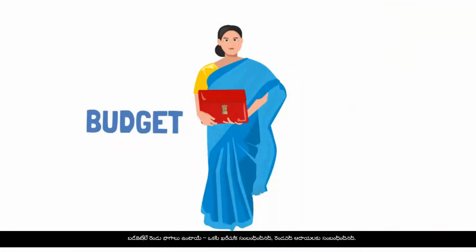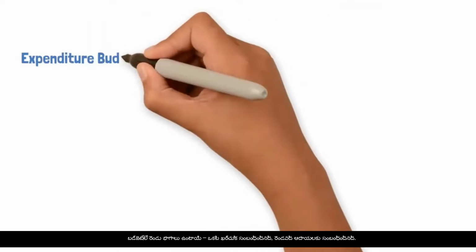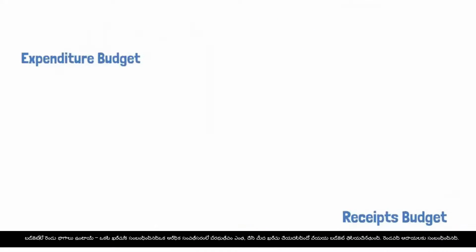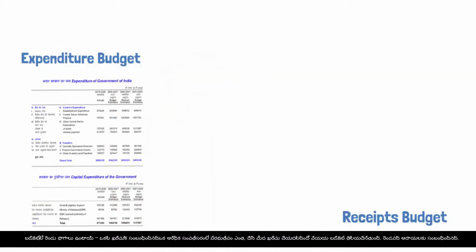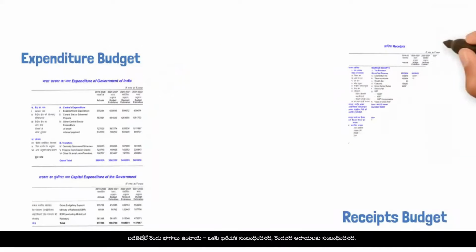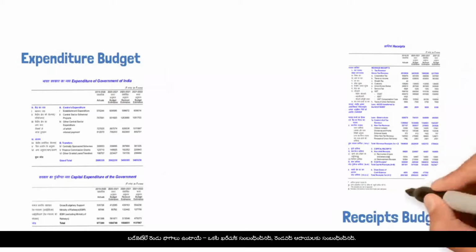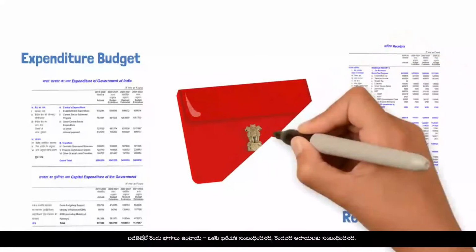A budget consists of two parts: the expenditure budget and the receipts budget. The expenditure budget shows how much the government intends to spend and where in a financial year. The receipts budget indicates how much revenue the government intends to collect and from which sources.